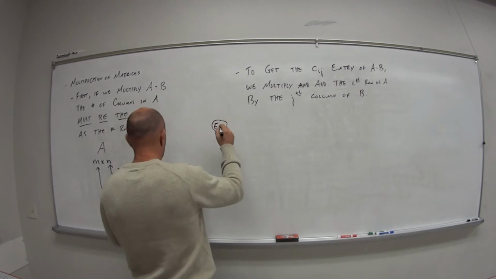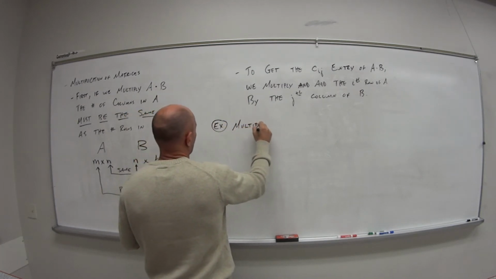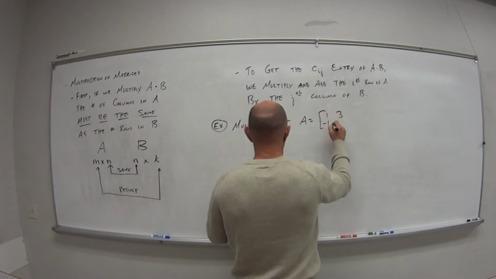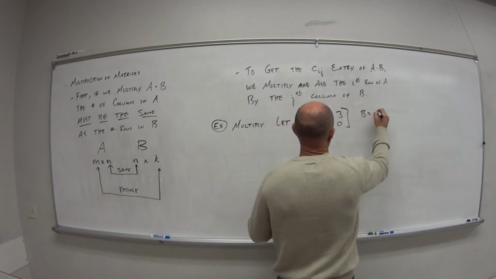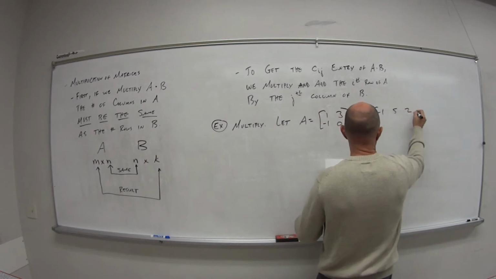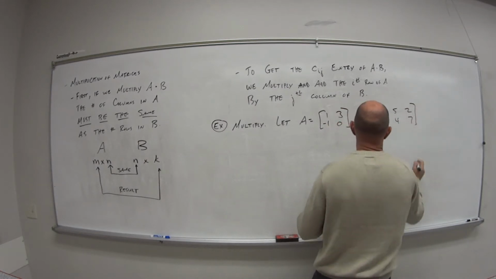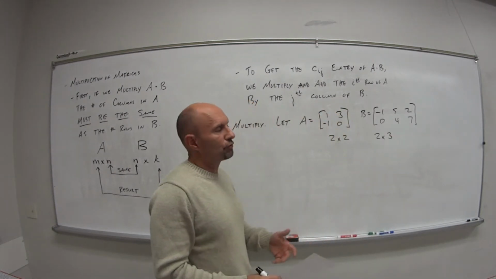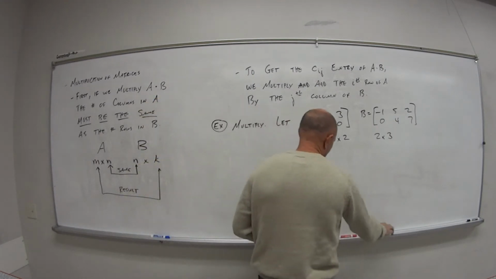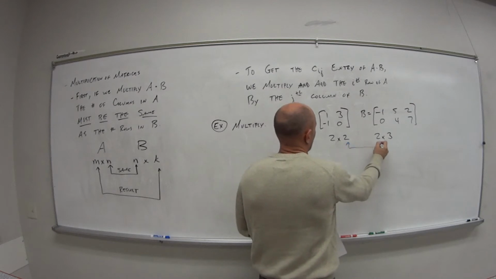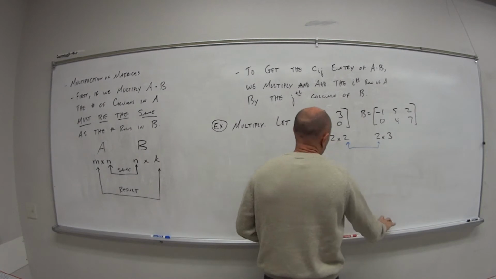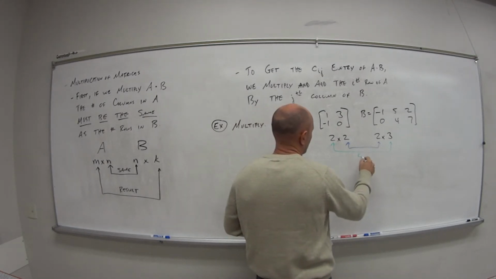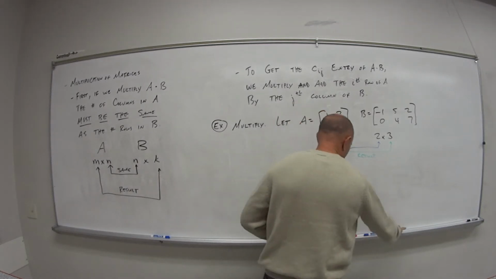So, let's look at an example. Let's say we want to multiply, and let's let A equal 1, 3, -1, 0. And B is -1, 5, 2, 0, 4, 7. So A is what? A is 2 by 2. B is what? 2 by 3. So unlike addition and subtraction, they don't have to have the same dimension. But what they do have to have the same is the inside values. And they are 2 and 2, so that's fine. My result, so when I get done with this, I better end up with a 2 by 3 matrix.